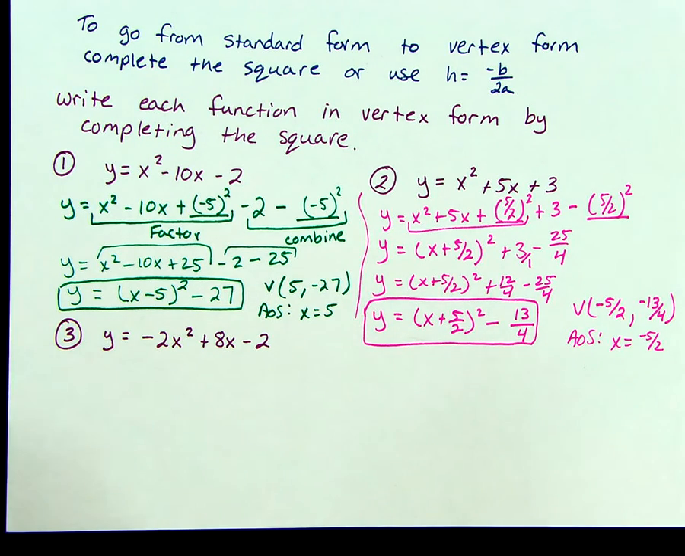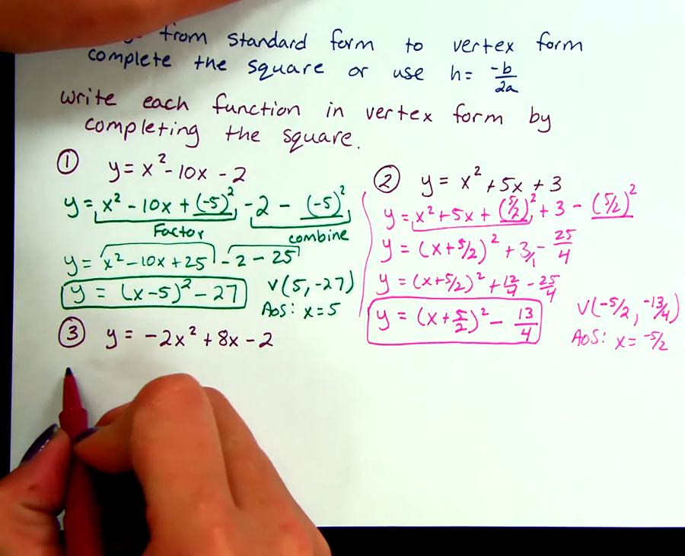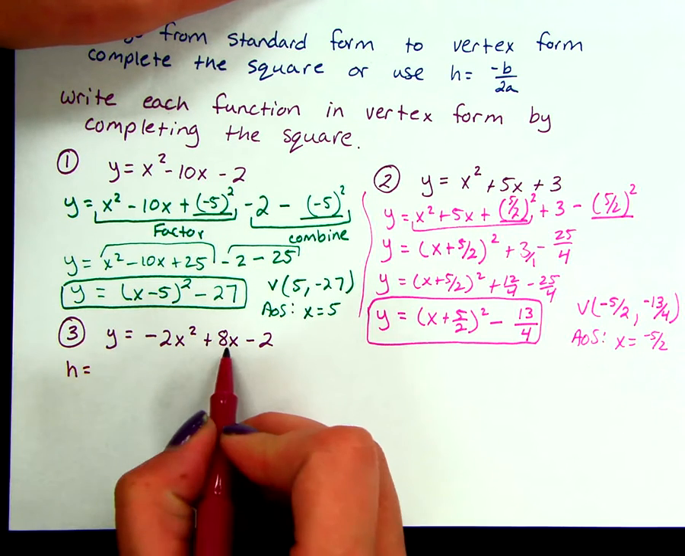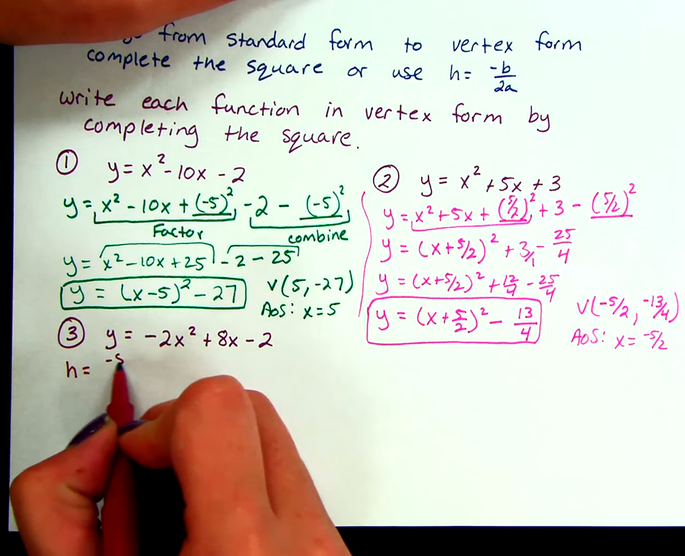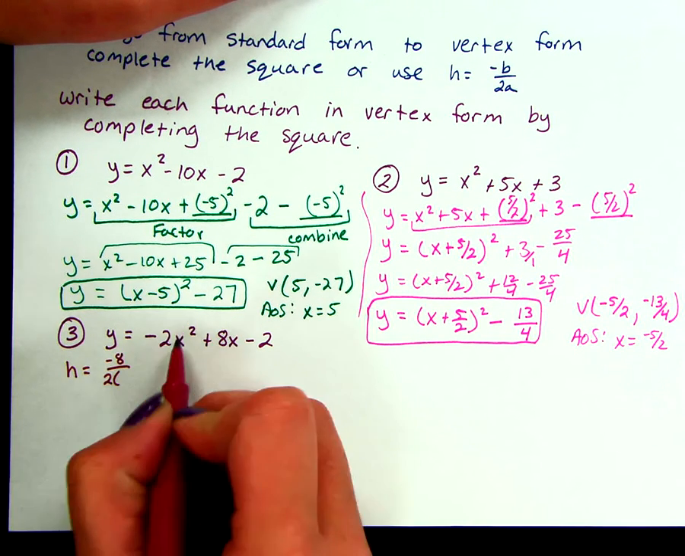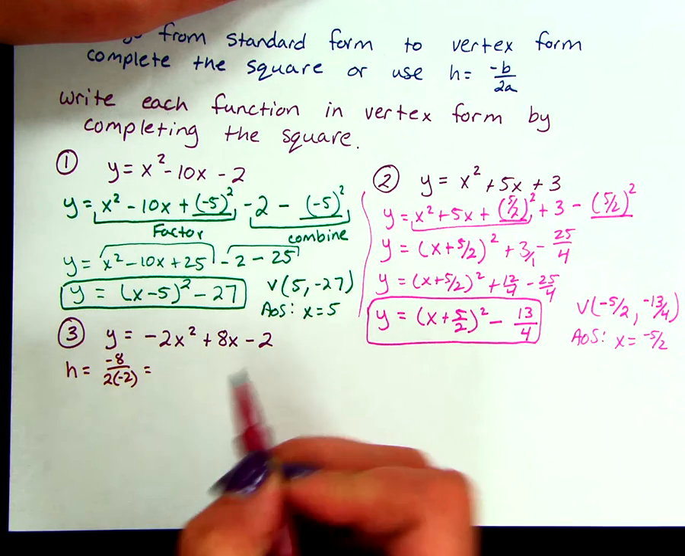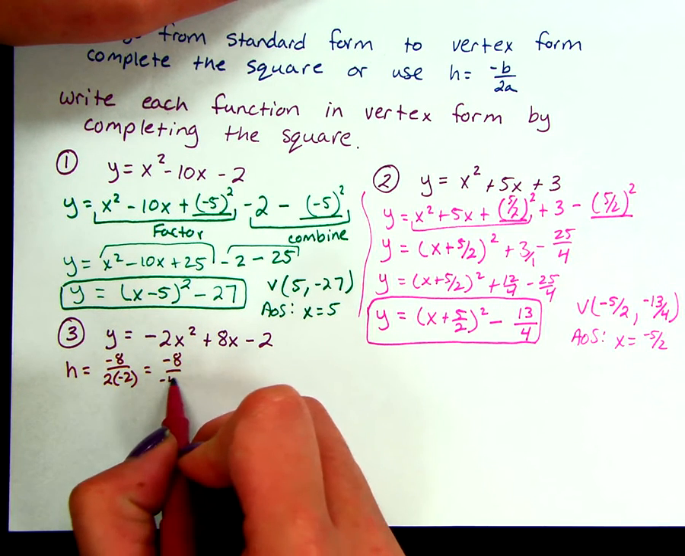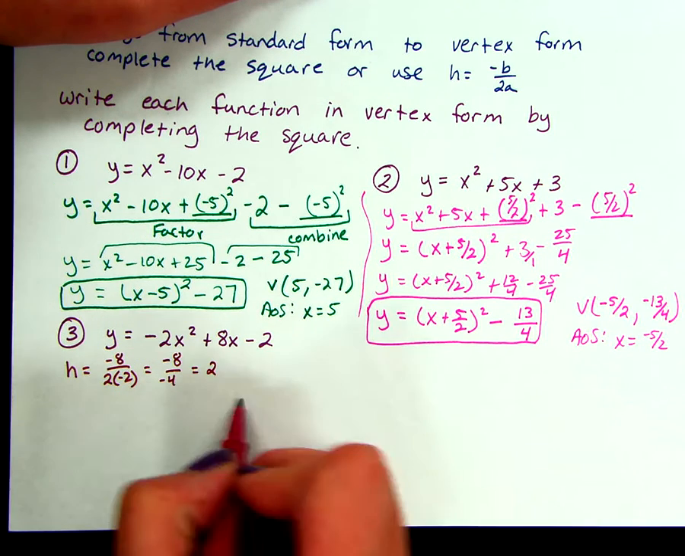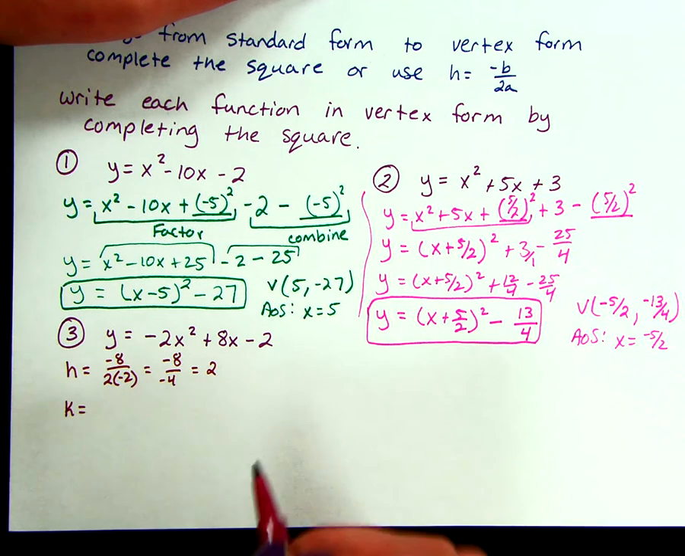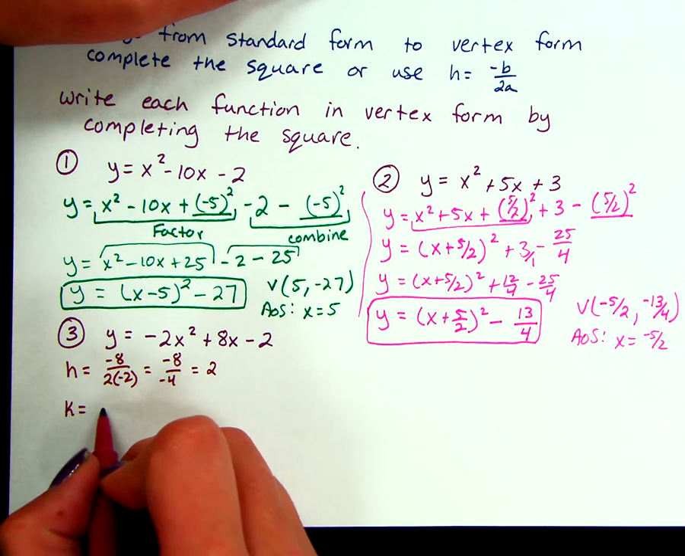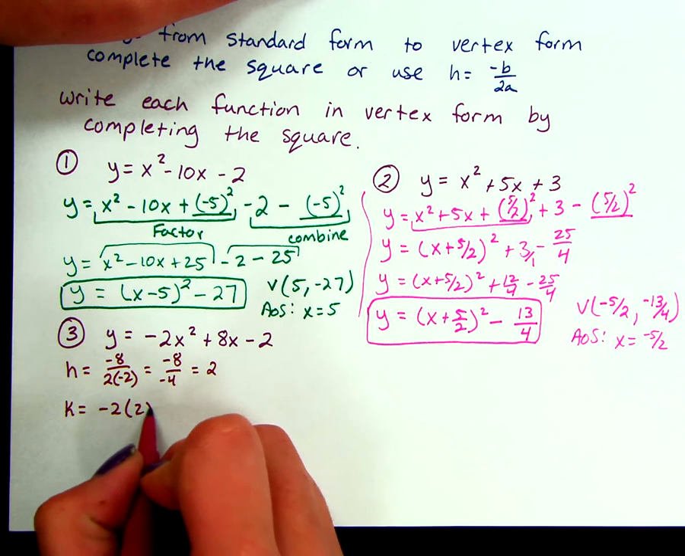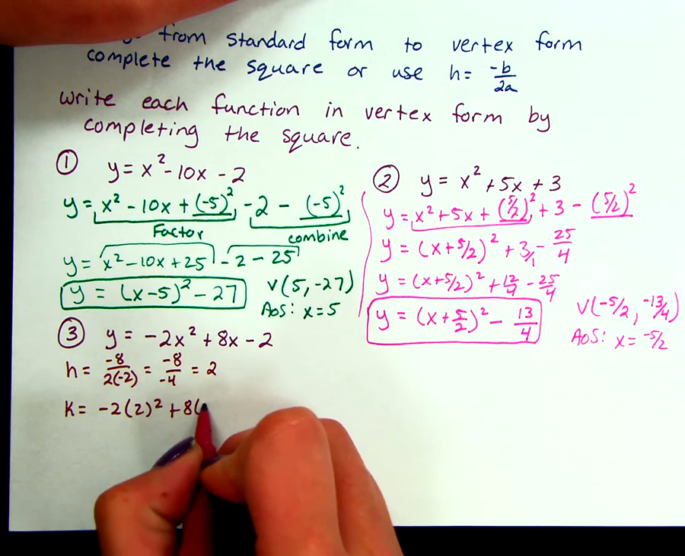Okay. So to find the vertex, we start with h. So h equals the opposite of the middle term, so negative 8 divided by 2 times a, so that's negative 2. So negative 8 divided by negative 4 equals positive 2. And then to find k, we're just going to substitute that in for all the x's. So negative 2 times 2 squared plus 8 times 2 minus 2.